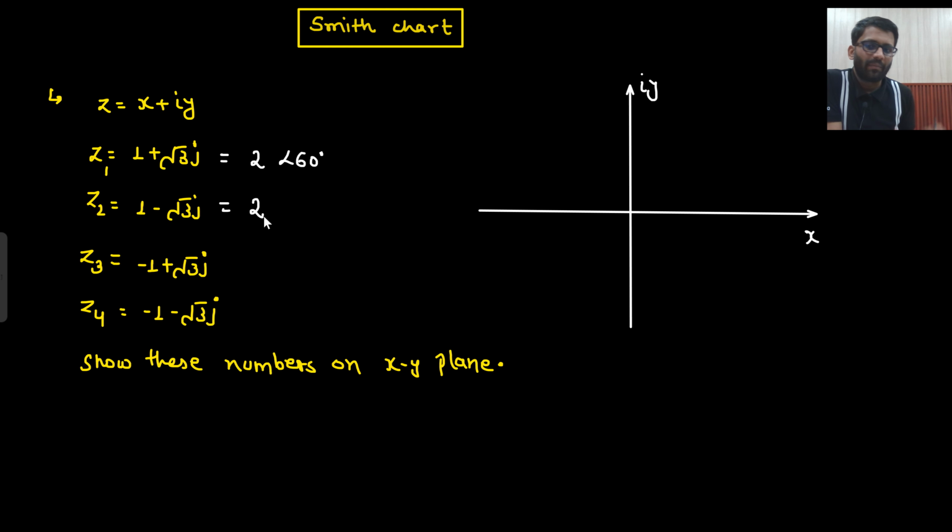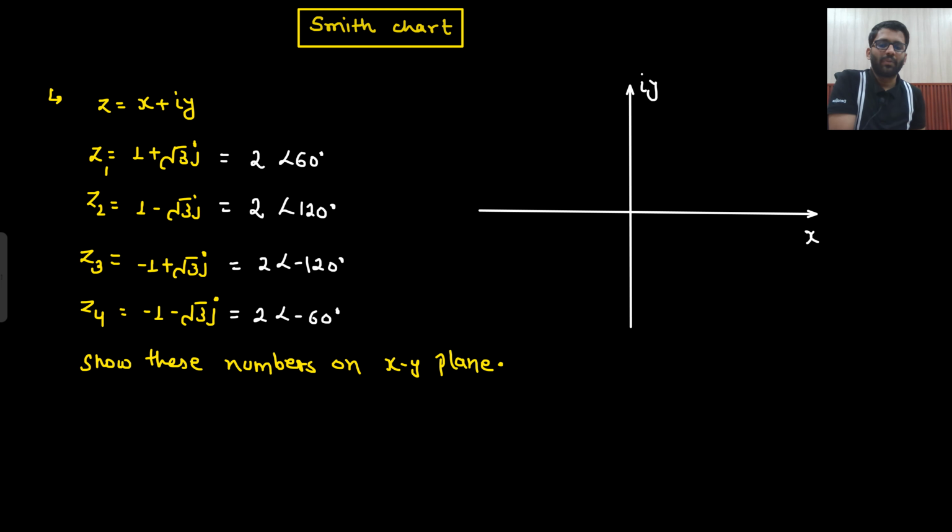For the next number, what will be the magnitude? 2. But what will be the angle? Angle will be 120 degree, right? Because this will be in the second quadrant. Since it is in the second quadrant, this will make 60 degree on this side, 180 minus 60, that would be 120. So these kind of things we have already seen. What will be the angle made here? That would be minus 120 degree. And what will be the angle made here? Amplitude is the same only. The angle made here would be minus 60 degree.